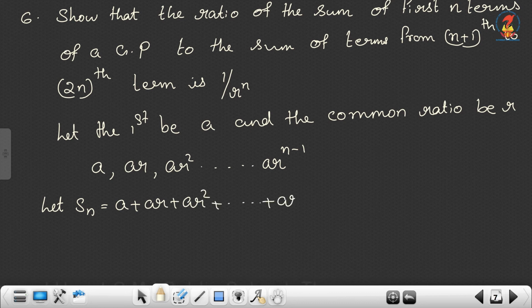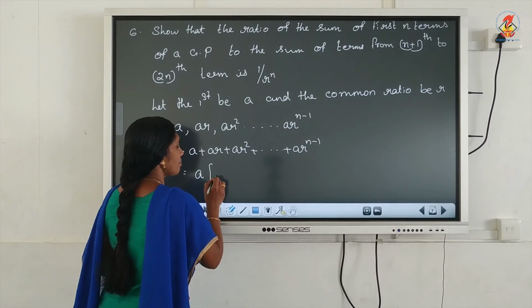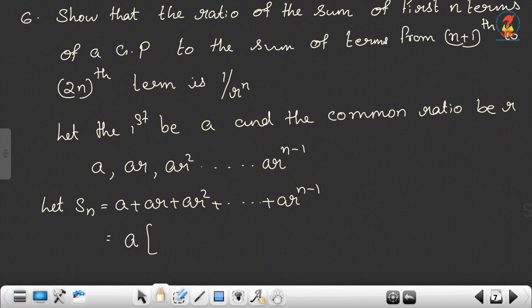We already have the formula for finding the sum. For a GP, the sum is first term into, we have two formulas, either r first or 1 first. Anyone you can use here. So I am writing r first: r raised to n minus 1 by r minus 1. We don't know the value of r, that's why we can use either formula. So this is the sum to n terms of a GP.